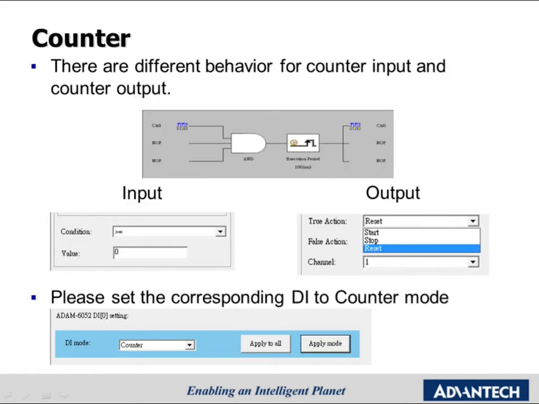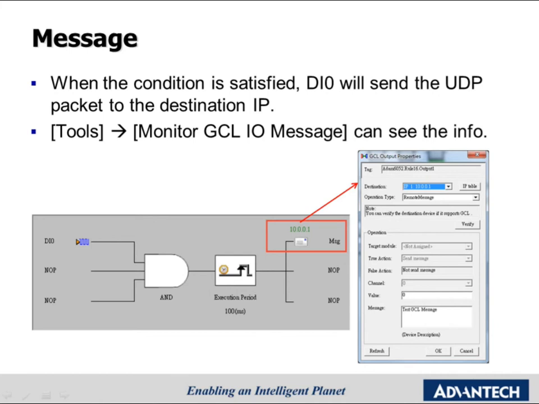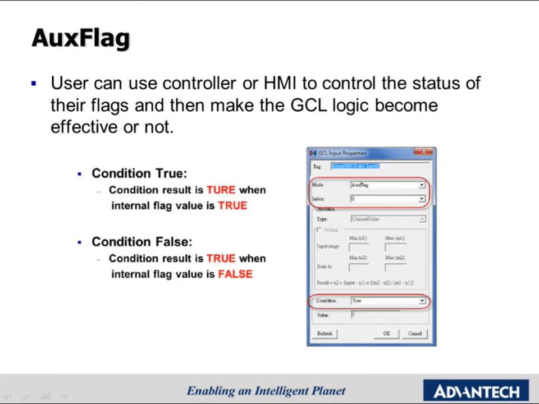Next one is counter. There are different behaviors for counter input and counter output. Please check the DI setting in the utility. The user needs to set the corresponding DI to counter mode. Here is the message function. This message will be sent by UDP and uses the same port as data streaming. The last one is the flag. The user can use a controller to control the status of their flags, then make the GCL logic become effective or not.